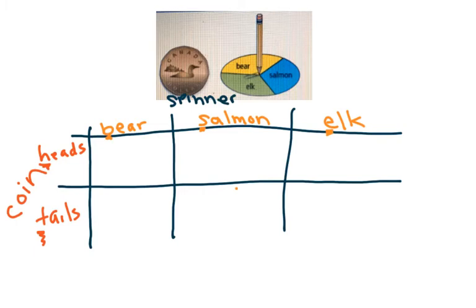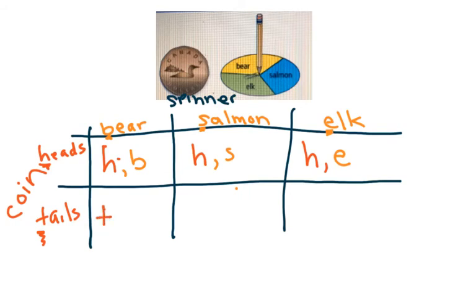So this is what I mean. I'm going to start with the coin. So this first little square here that we're in is going to have an H for heads and a B for bear. Let's do this whole row. So the next one should be H for heads, and then an S for salmon. The next one, H for heads, and E for elk. Okay, let's move down to the next row.